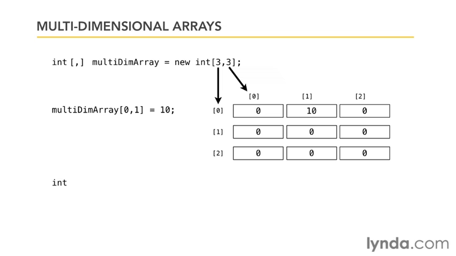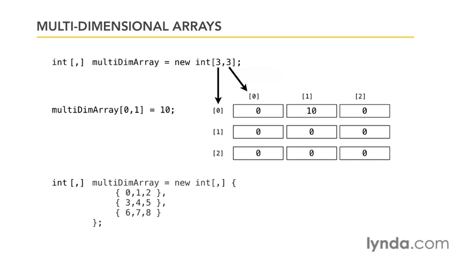So to do that, I would have the int, the type declaration, along with my little brackets with the comma inside. And then I would just give the variable a name. And in this case, I have new int[,], with inside the curly braces, a set of curly braces, each one representing a row of data. This would create a 3 by 3 array with all of the boxes set to 0, 1, 2, 3, 4, 5, 6, 7, and 8. So you can initialize them, and you can make multi-dimensional arrays with set values.